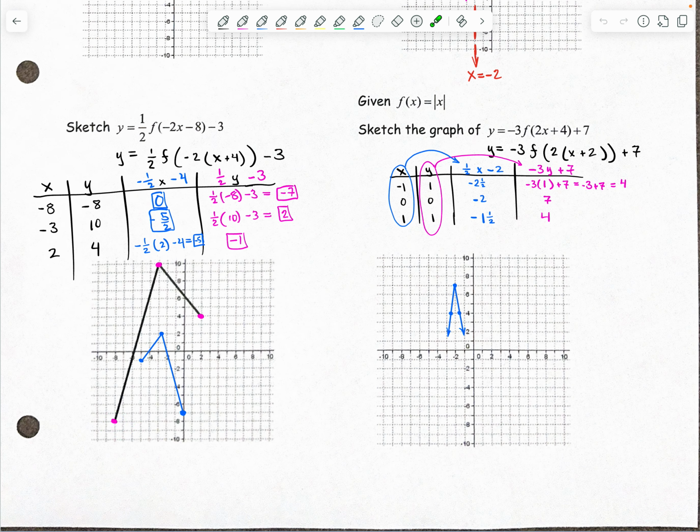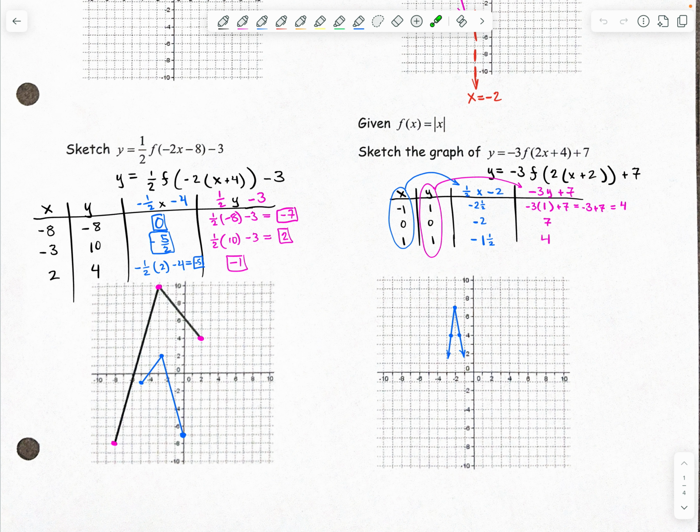And likewise, this point, -3, 10 became -5/2, so -2.5, and 2. So right here, so it connected like that and like that.